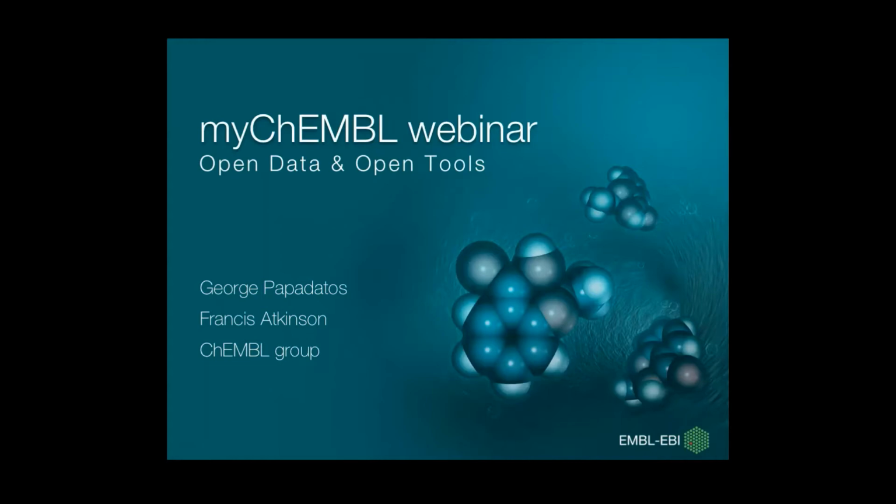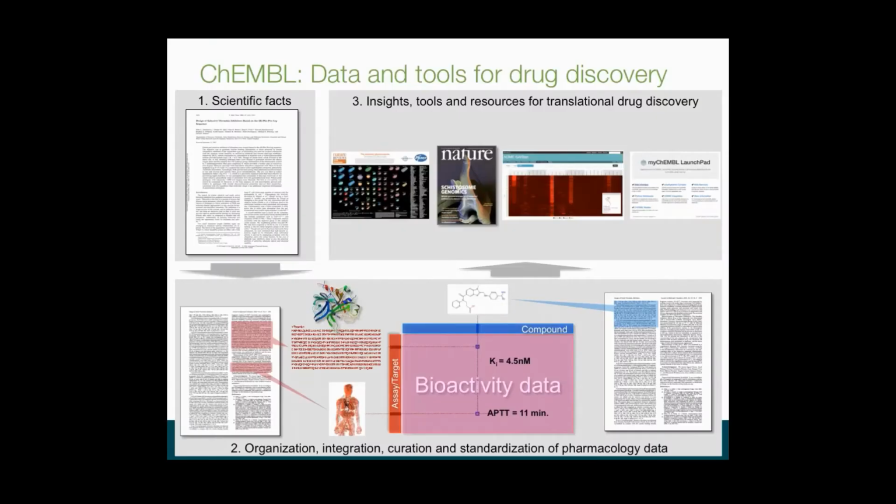So we both work at the ChEMBL group, and what we do at the ChEMBL group is we manually extract chemistry and the bioactivity data from the primary medicinal chemistry literature. And then we organize, integrate, annotate, and further curate the data. And then we add value to the data, and we provide the data back to the community in the form of insights, tools, and resources that hopefully accelerate and facilitate contemporary drug discovery.